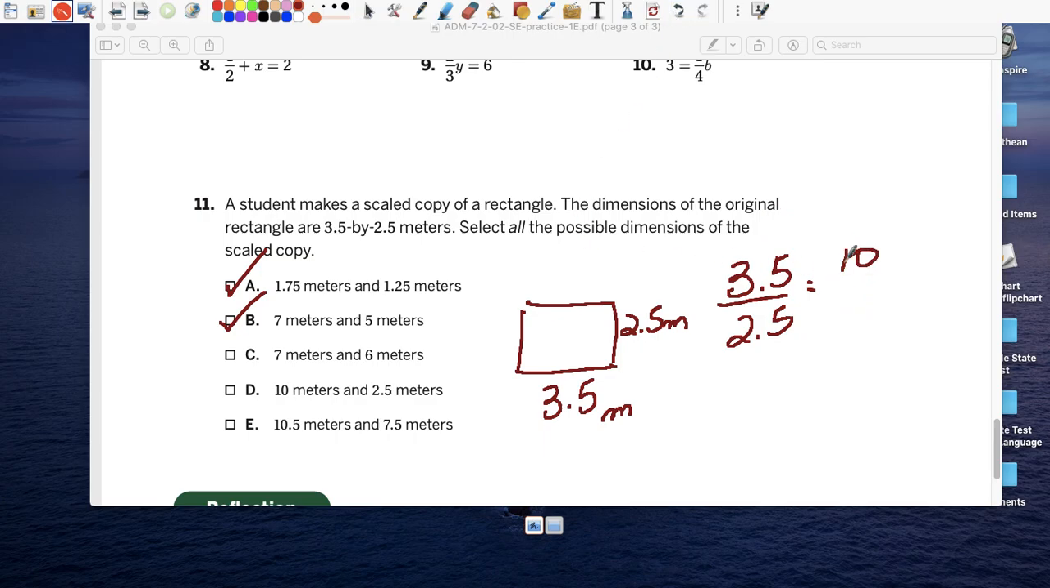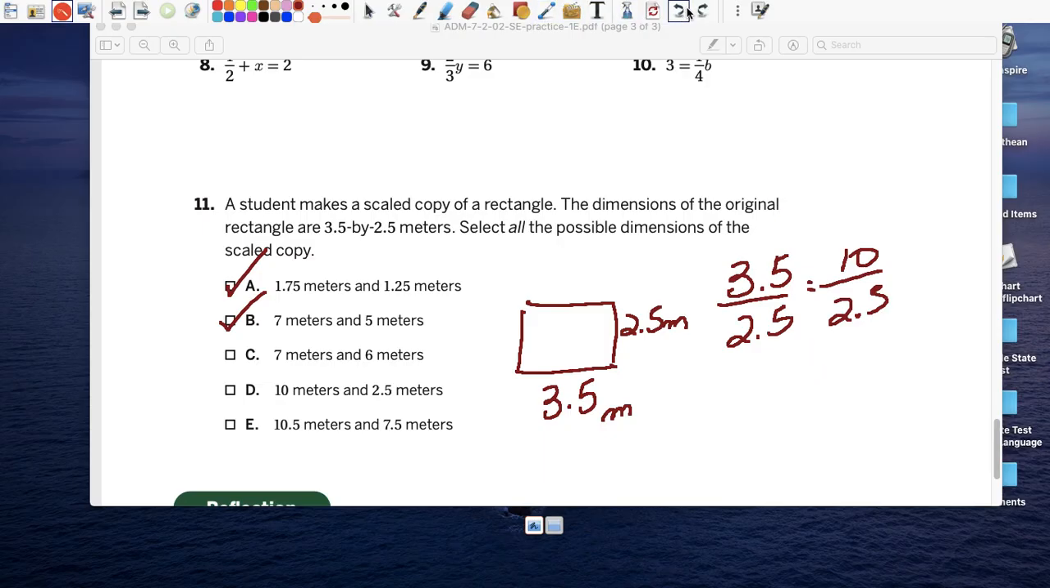10 and 2.5. Oh, duh. 2.5 times 1 is 2.5, so the same applies on top. It's 3.5 times 1, not 10. Obviously not, so that's neither.